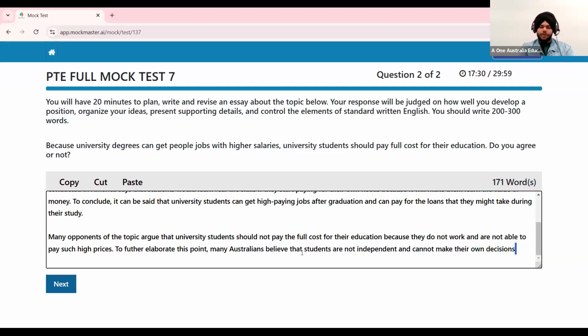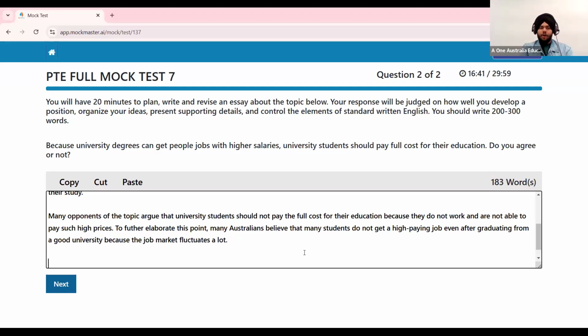You know what? Let's relate it a little bit more to the topic. University degrees can get people jobs with higher salaries. Many Australians believe that many students do not get a high-paying job even after graduating from a good university because they do not have real life experience or because the job market fluctuates a lot. Now that is a little tricky word, but yeah, that is what you can do.